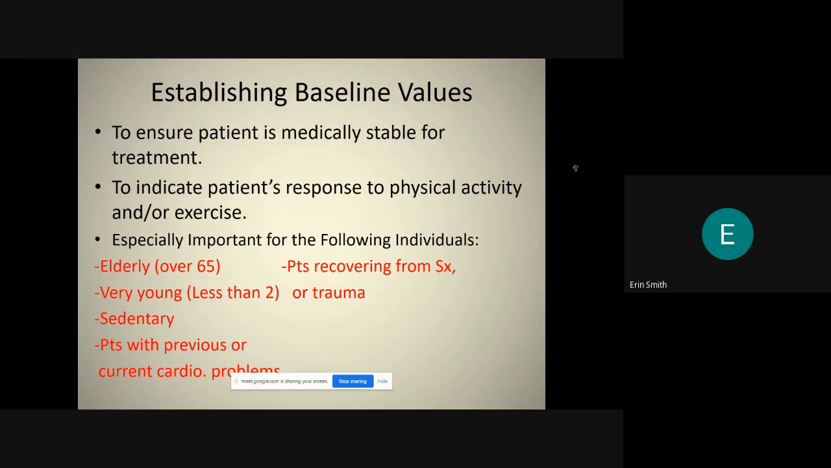And then it also helps us find the patient's response to physical activity and exercise. So, especially it's important for the people that are listed here. We're usually more concerned with how exercise is affecting a patient. If they're elderly, over 65, we have to be a little bit more careful. Any patients recovering from surgery, very young patients, those patients who are pretty sedentary. Having a patient that doesn't do a lot of movement even before they're coming to therapy probably isn't going to respond to therapy or be able to tolerate as much as somebody that walks 3 miles a day before they fell and broke their leg. We also have to be careful with any of our patients who've had a previous cardiac issue.